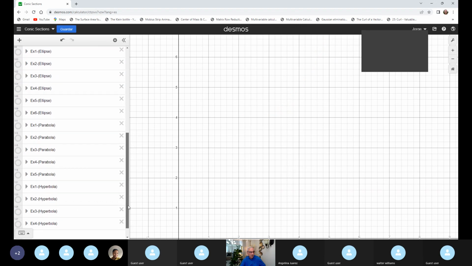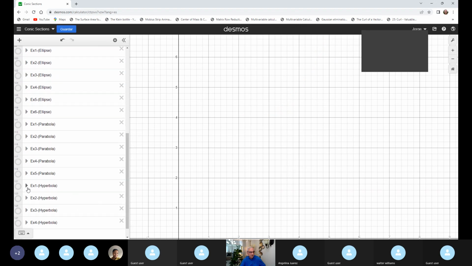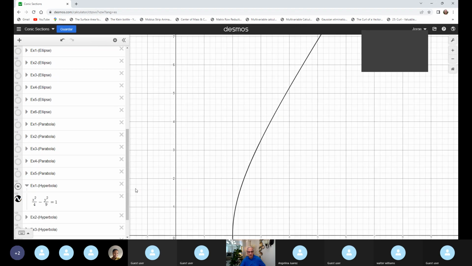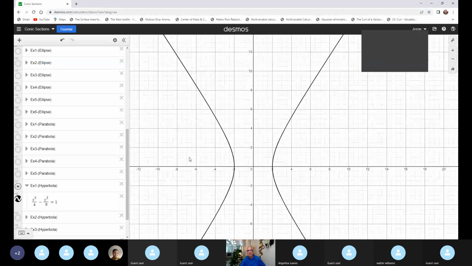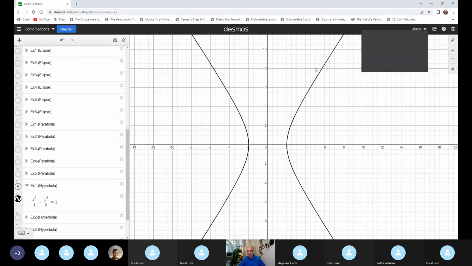Okay, our example is number 1, and the hyperbola is this. Oh, it's easy, look, because it's expressed in standard form. Look, two branches, hyperbola. Do you see decimal guy? I want to make sure. Yes or no? Yes. Cool.